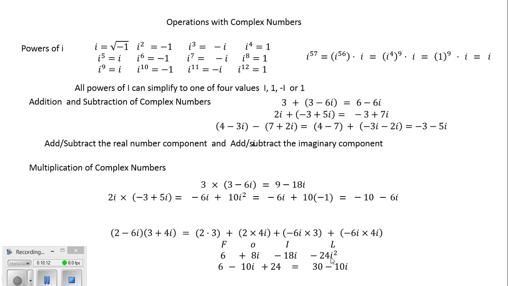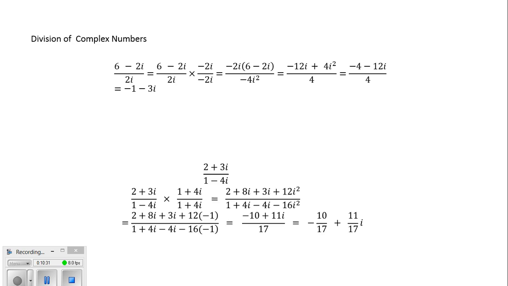That's not simplified because, of course, 8i minus 18i is negative 10i, and negative 24i squared, i squared being negative 1, times negative 24 is plus 24. The resultant complex number is 30 minus 10i. Let's go through the division and we'll call it quits for this video.